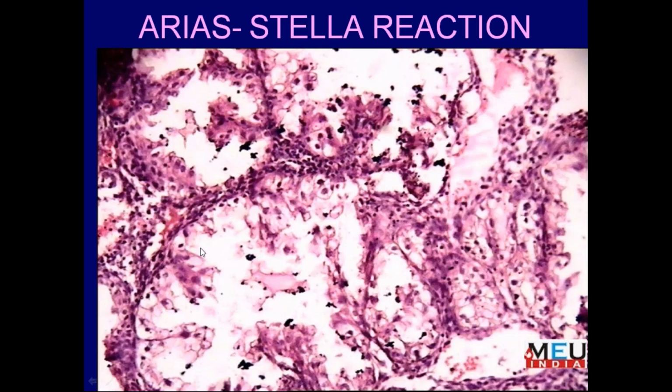The cells, you can see, have got a clear cytoplasm. There is proliferation. Hobnails, this is known as hobnail appearance. Hobnails were used in the olden days, fitted in the grounds, in the horses' shoes, and so this is the slide of Arias-Stella reaction.